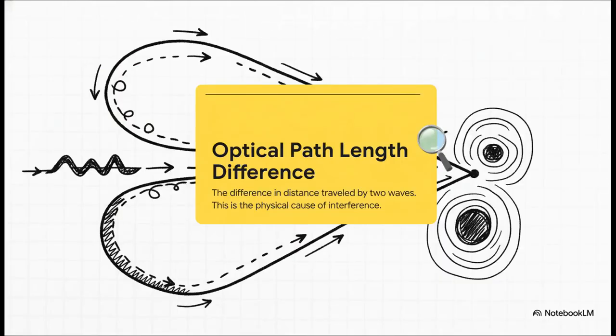So let's put a formal name on this. We call it the optical path length difference, and we denote it with a delta L. And I want you to burn this into your brain. This single, simple, geometric value, just the difference in how far two waves travel, is the root physical cause of every single interference pattern you will ever see. It is the bridge between the physical setup and the final outcome.